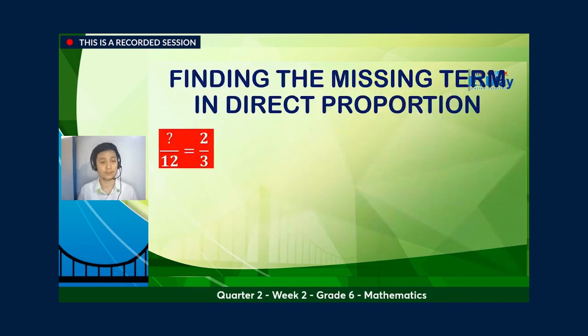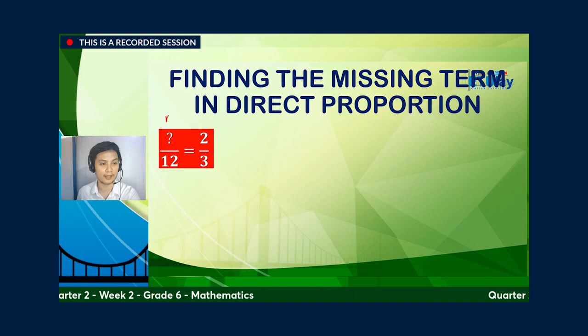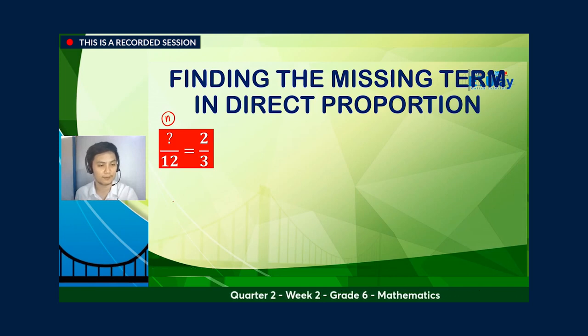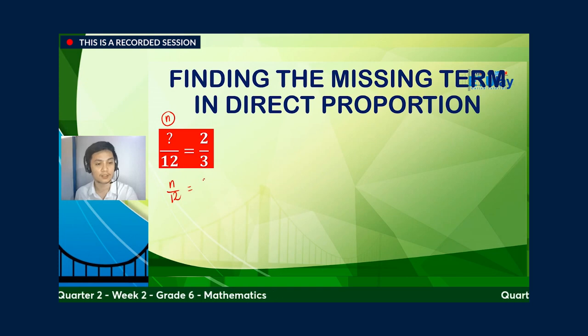Now, how do we determine the value of the missing term? So again, letter N ang question mark na yan. So we can apply here cross-product property. So how do we do that? So let me rewrite the proportion. N to 12 equals 2 to 3.